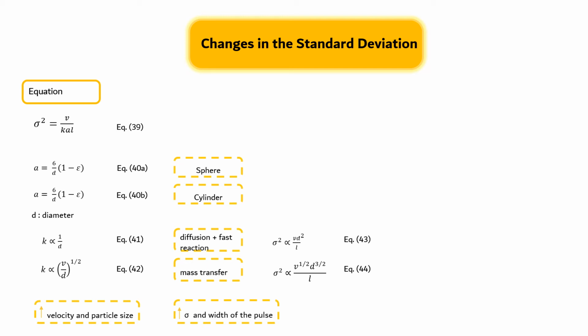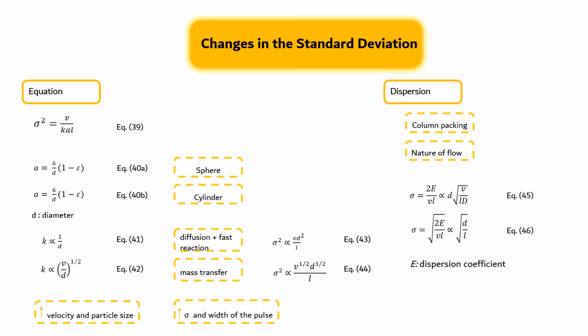The standard deviation may also change because of dispersion. The exact relation between sigma and the dispersion depends on the flow in the column. Some of this dispersion comes from polydispersed column packing, and more can come from the nature of the flow itself. Standard deviation for laminar and turbulent flow can be calculated by using equation 45 and equation 46.